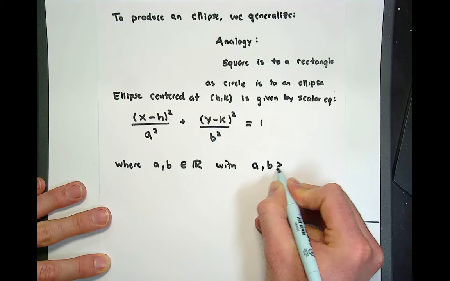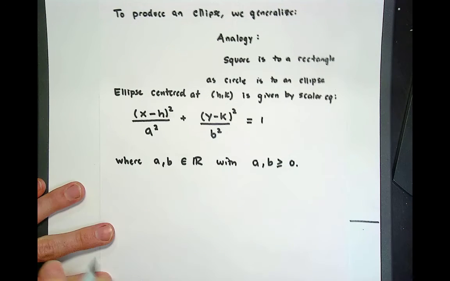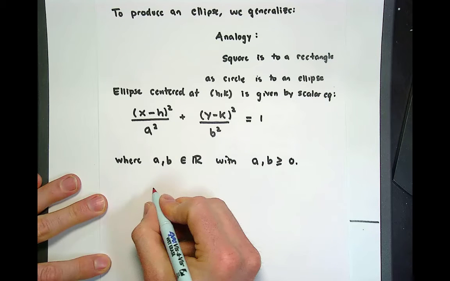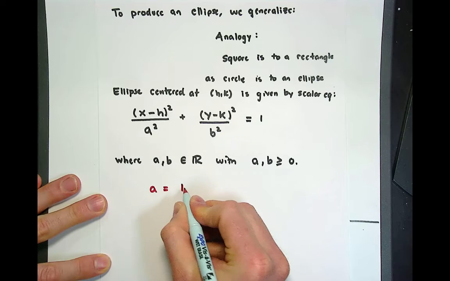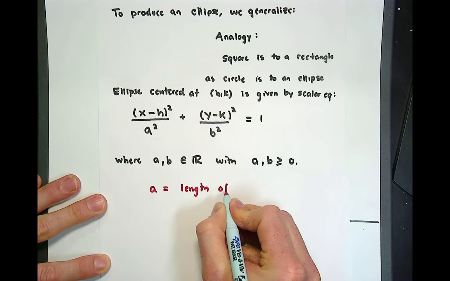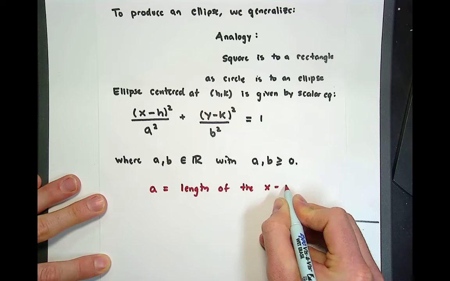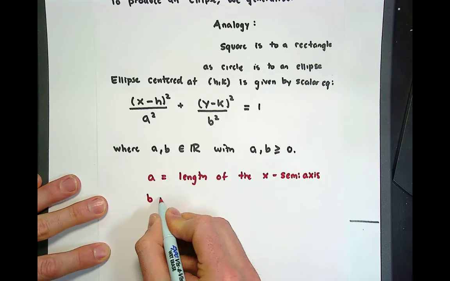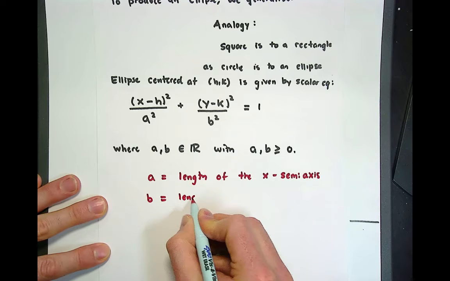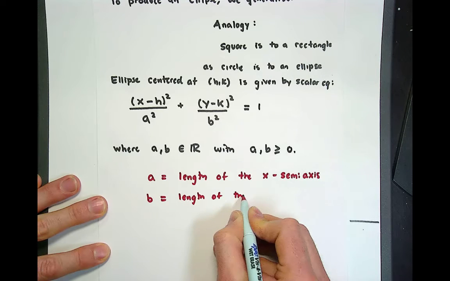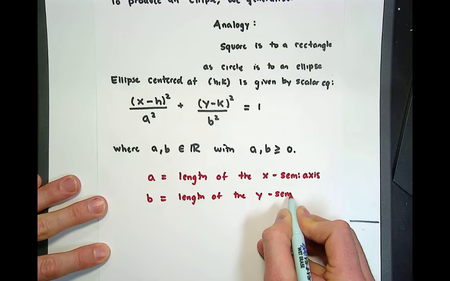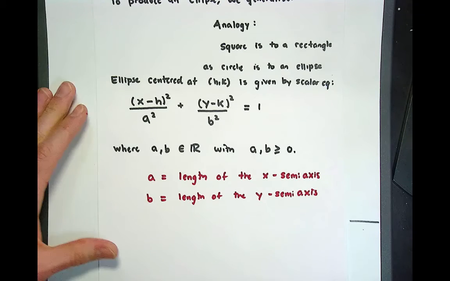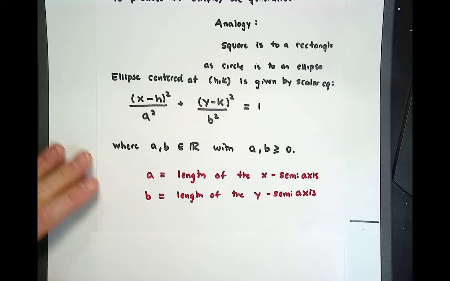You would even hope that they're positive if you want to have something interesting, but I guess we have to be general. We call A what we call the length of the x semi-axis, and B is what we call the length of the y semi-axis. We'll talk about this more as we get into it.